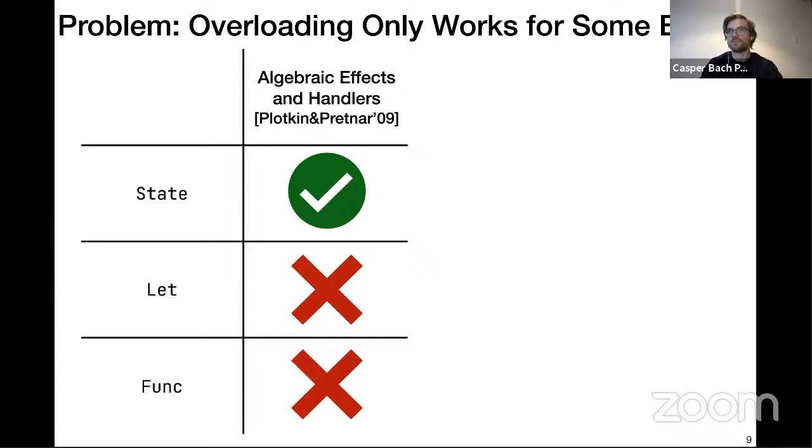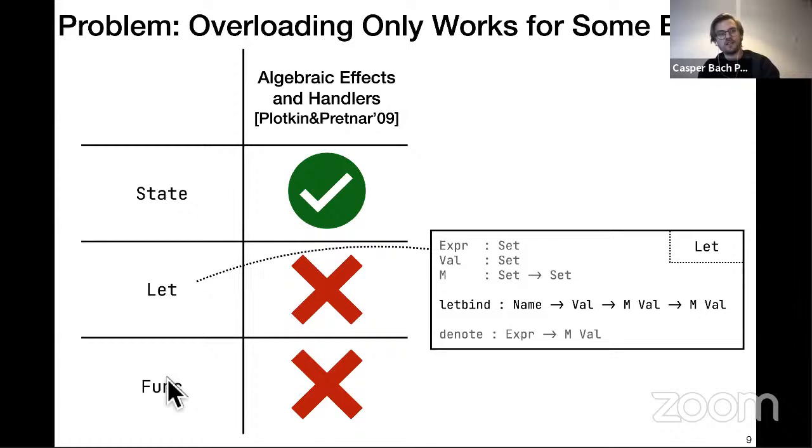So I'll be saying more about overloading only working for some effects. To illustrate the kinds of effects that it works well for, well, it works well for the state effects that I showed you earlier. But it doesn't work for the function effect that I had on my initial slide, and it doesn't even work for this let bind effect here. So with let bind, we have a name, we bind the name to this value, and then we scope this computation in here by the binding of this name to this value. If we want to overload the semantics of let binding, we are constrained if we use plain algebraic effects when we define the handler for let bind.